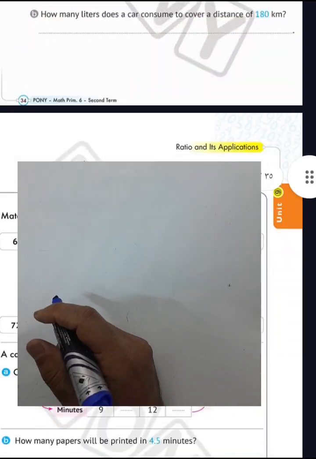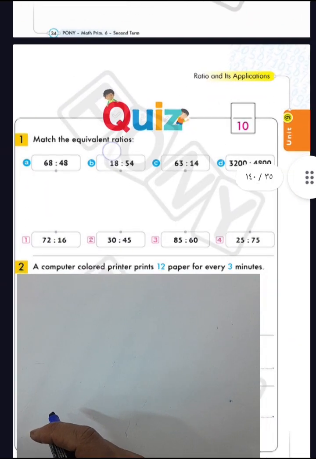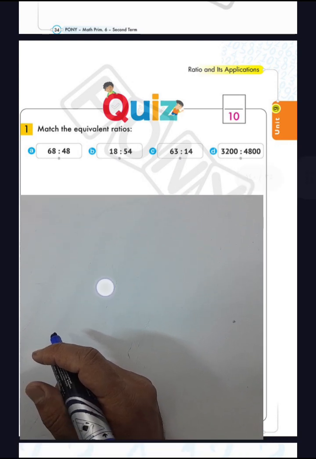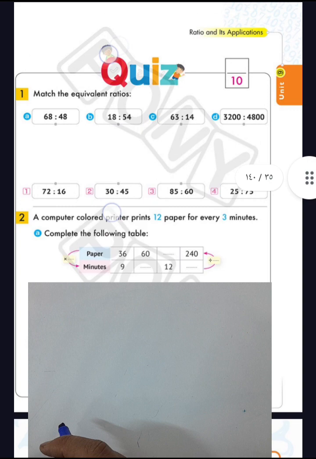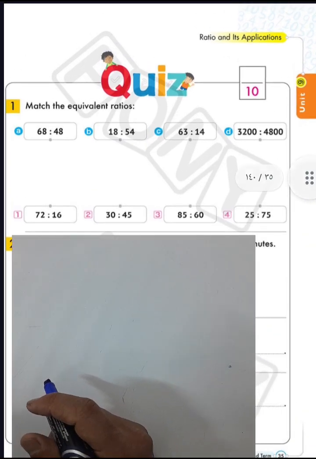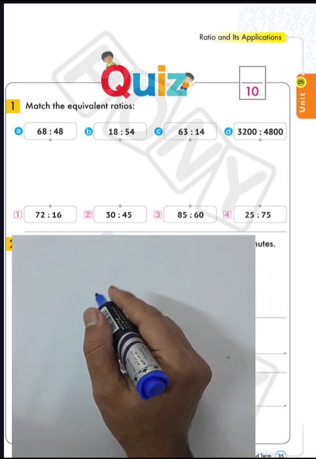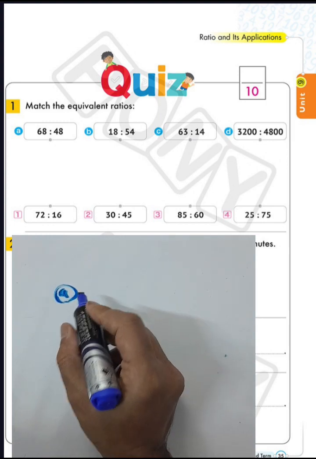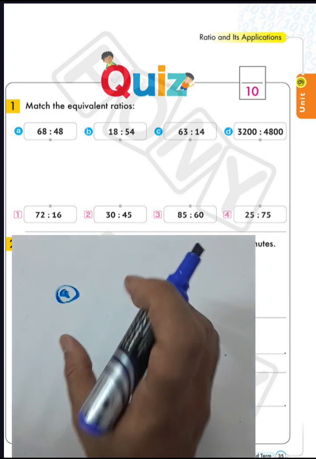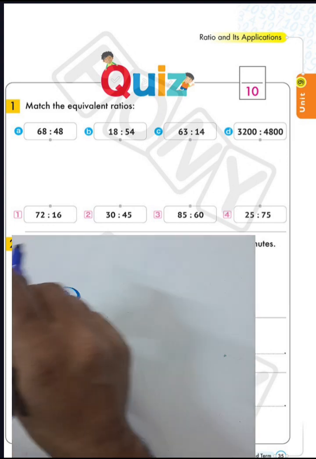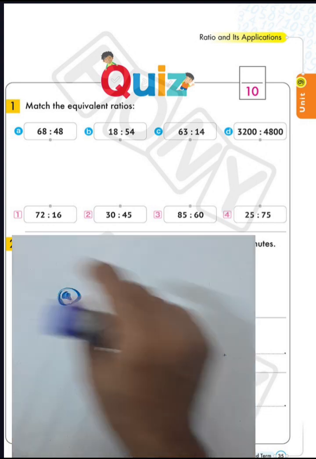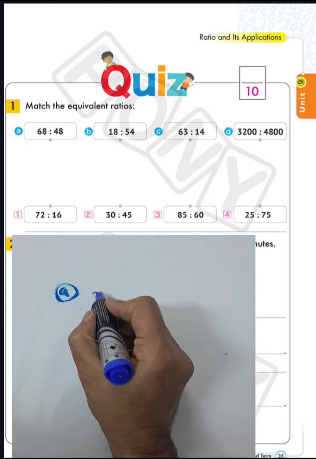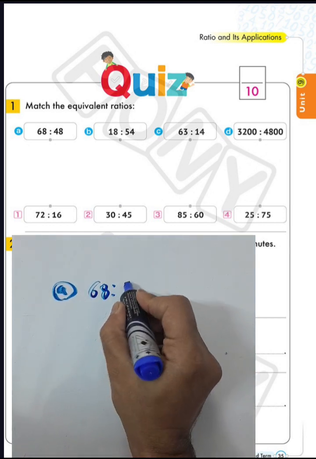Next question, the quiz about this unit 9. Match equivalent ratios. Okay, we can find the result of each one, the ratio in the simplest form, and compare, then you can match the result. Look with me here. I will solve and you will solve it with me in your notebook and you can match. First I will find the result and you can complete the matching. Understood?